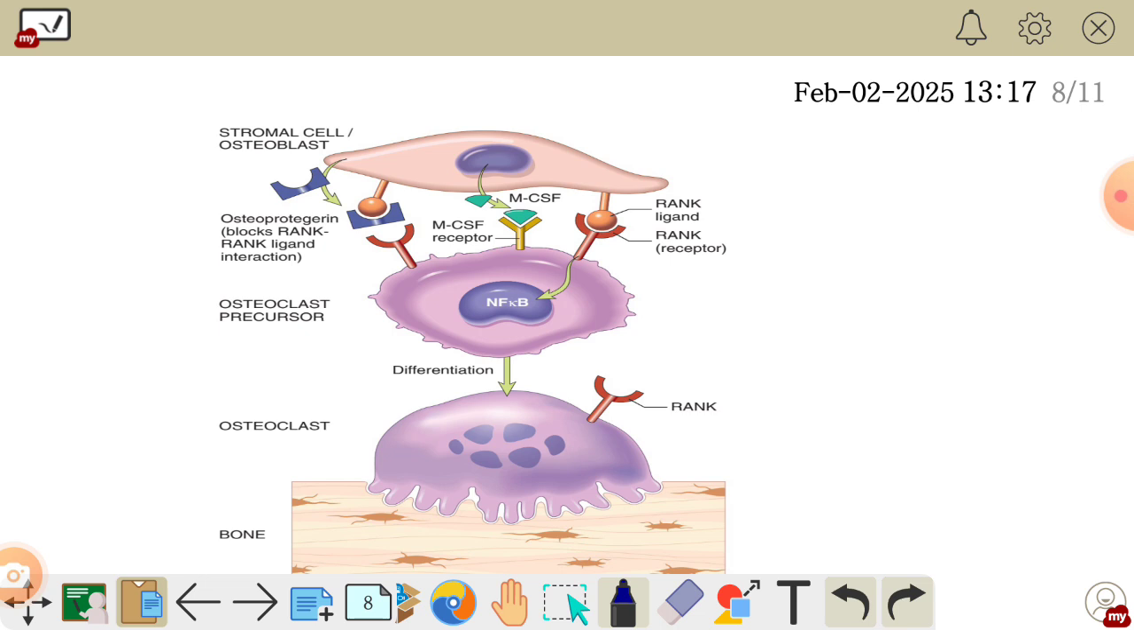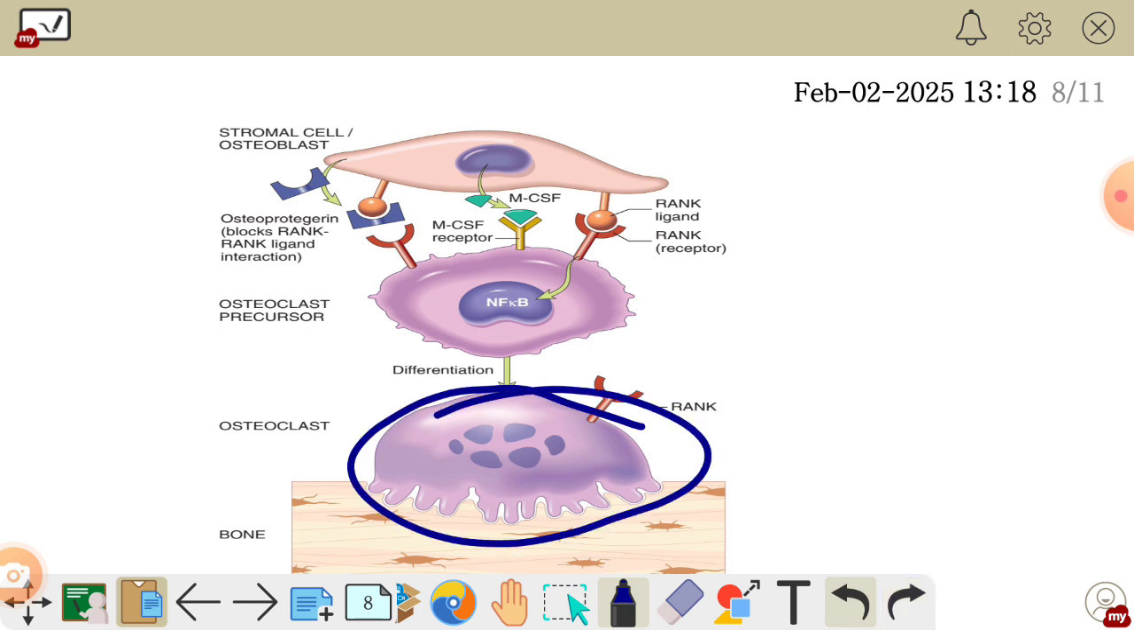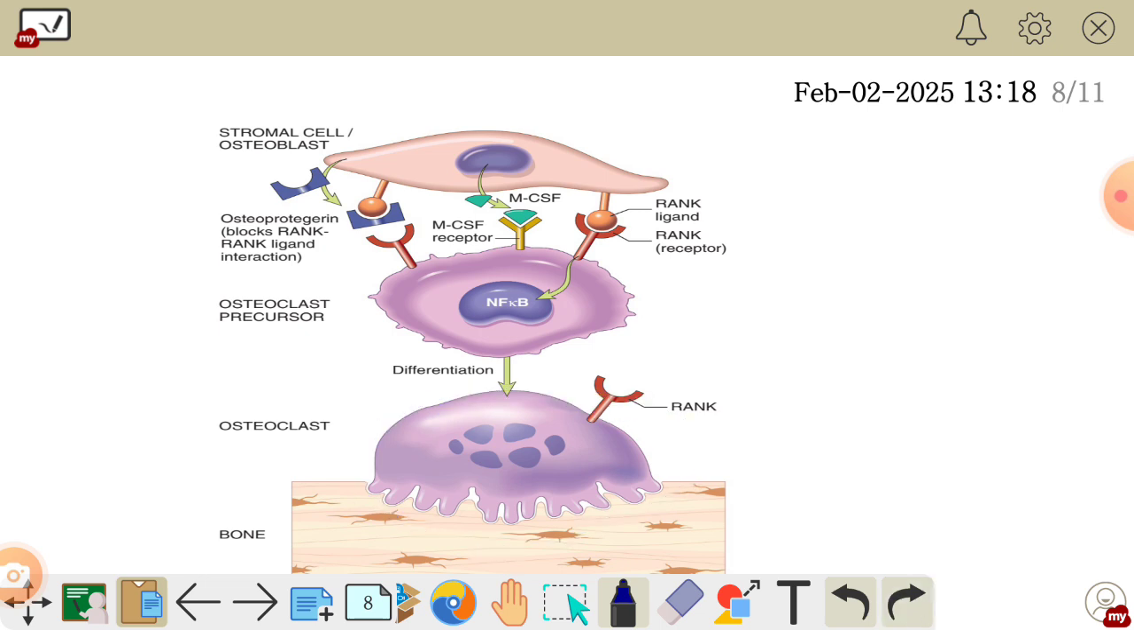So once they are activated, they will lead to formation of osteoclasts, or they will activate the osteoclast precursors. Okay, so these osteoclasts are the ones which will lead to bone resorption. They will break down the bone.